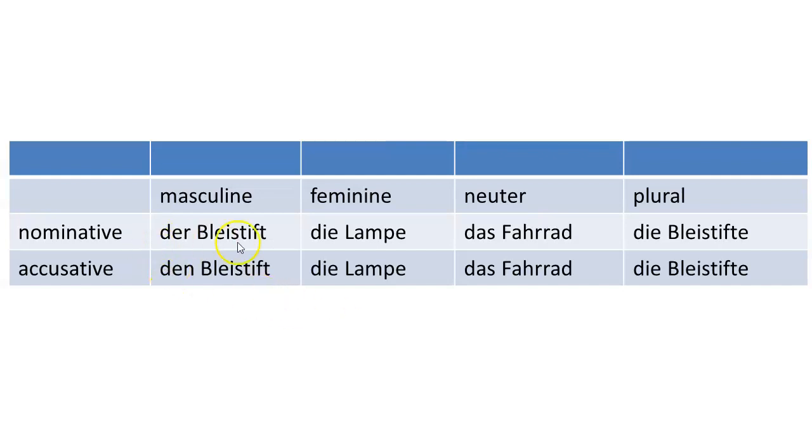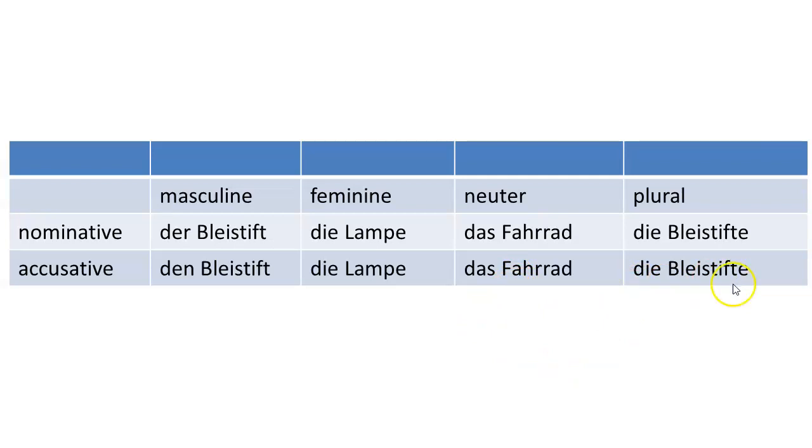So we have nominative case and accusative case. And really the only thing that you have to remember is der becomes den in the accusative. And that's pretty much it. So when I'm using haben, if I want to say I have the lamp, I will say ich habe die Lampe. That's the accusative. I have the bike. Ich habe das Fahrrad. I have the bicycle. That's accusative. Ich habe die Bleistifte.